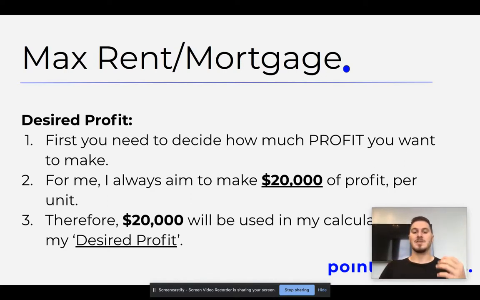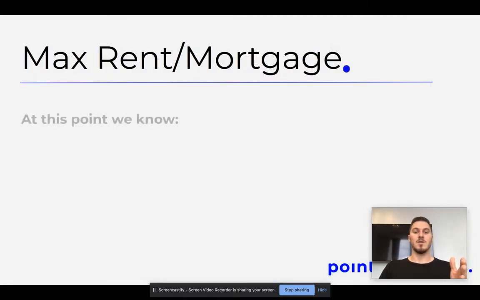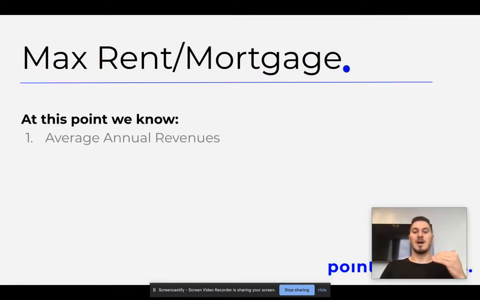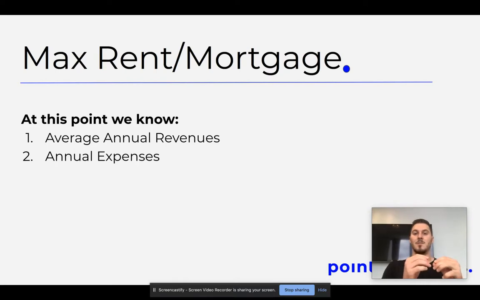Okay, so now I have this last piece that's going to be used within our formula and our calculation, and that's $20,000. So at this point, we now know the average annual revenue for every single location and the individual unit size of all those locations. We've figured that out and put it together. If you haven't, go back and do that. We know our annual expenses. We know exactly what we can expect to spend on the certain size home that we're looking at.